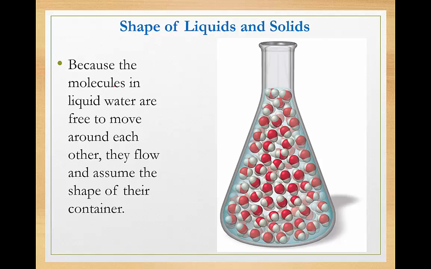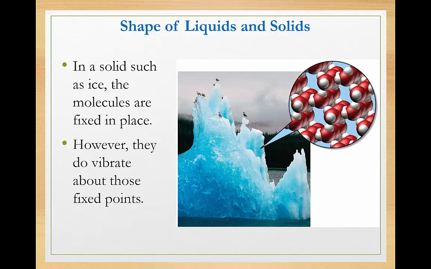Now, just looking again quickly at shapes of liquids and solids, because the molecules in liquid, such as water, are free to move around each other, they flow, they assume the shape of their container. In a solid, if we take that same water that was in a liquid form and we freeze it into place, the molecules become fixed in place and they form this orderly structure. So they can no longer slip over one another, they form this space.